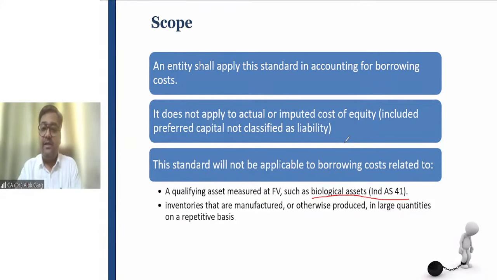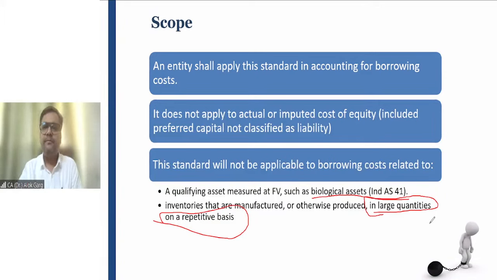But there is one exception. What is the exception? This capitalization of borrowing cost is not applicable to inventory which is manufactured or produced in large quantities on a repetitive basis. Maruti, Tata, they are manufacturing cars in large quantities, and they are manufacturing cars on a repetitive basis. On such inventory, this borrowing cost standard is not applicable.